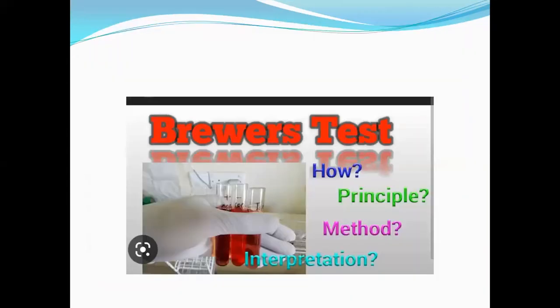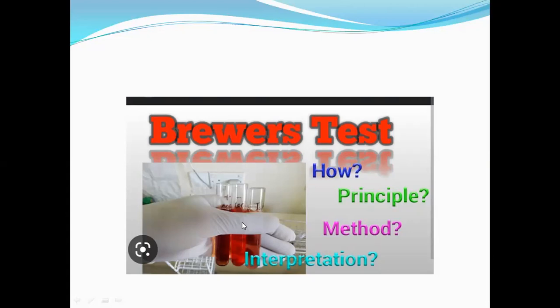Okay, again, a very important test, right? This may come because up to this level they have asked about the osmotic fragility test, and this is Brewer's test. Brewer's test is normally used in the identification of G6PD deficiency. The screening test we use is Brewer's test.